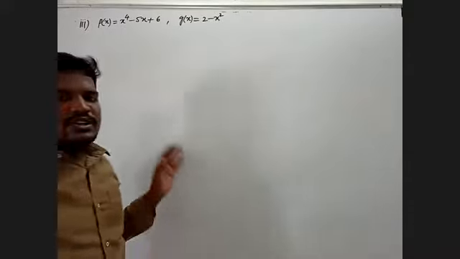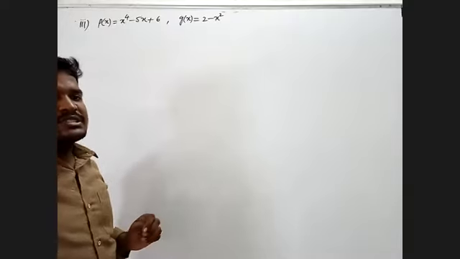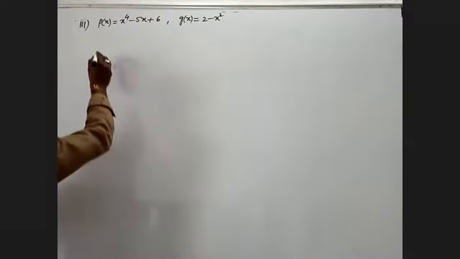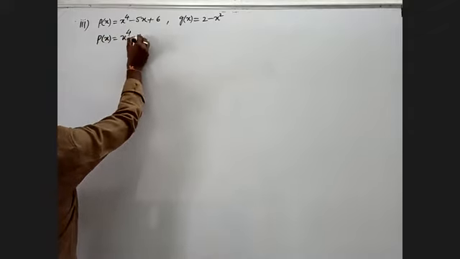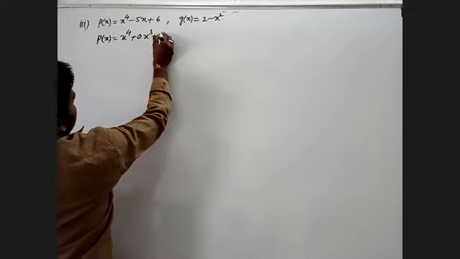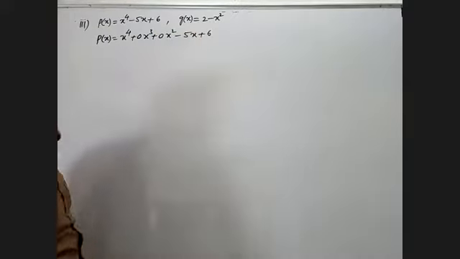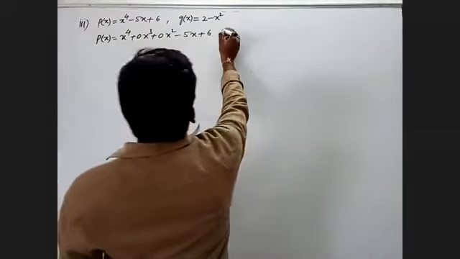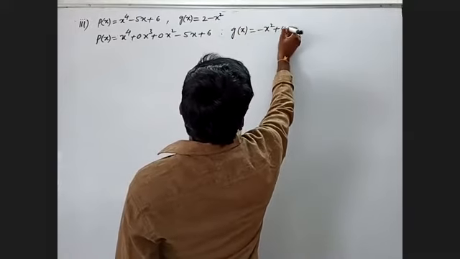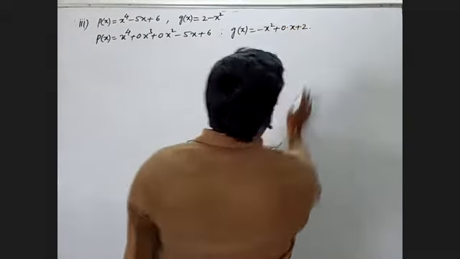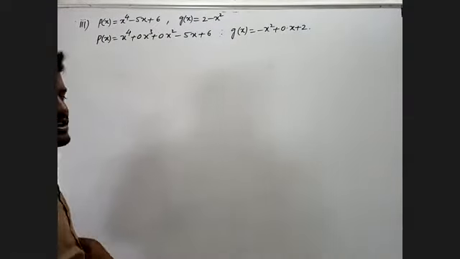Given two polynomials, is their order sufficient or not? First, we will check it, the sufficient order of the two polynomials. And I write P of x is equal to x power 4 plus 0 x cube plus 0 x square minus 5 x plus 6. After that, we will write g of x: g of x I write as minus x square plus 0 into x plus 2. These are the two polynomials P of x and g of x.